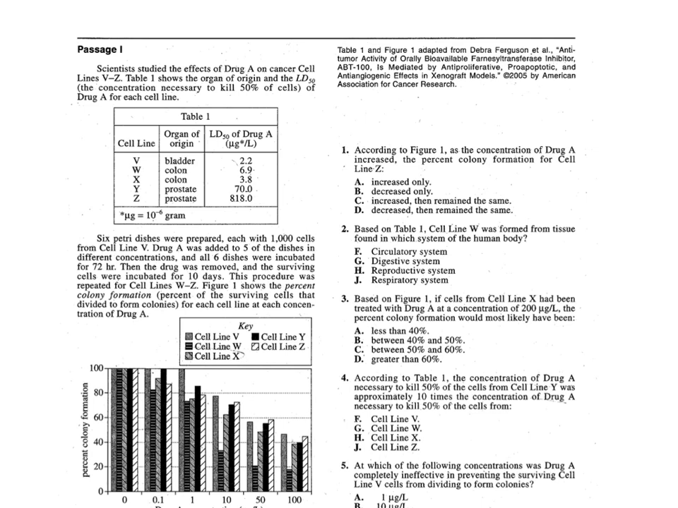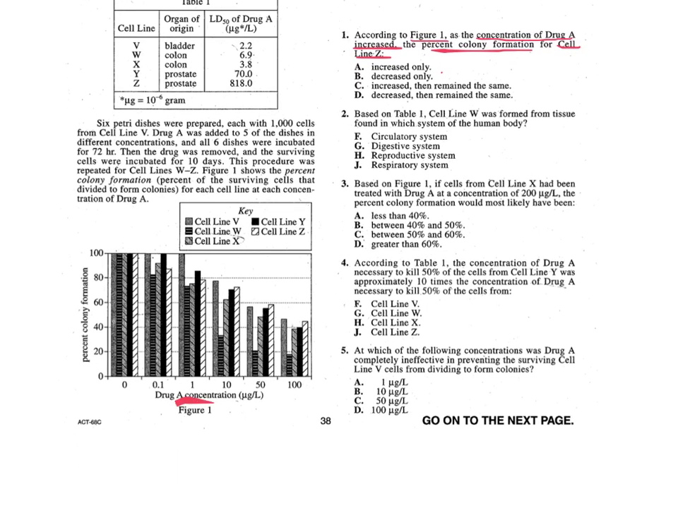Question number 1. According to figure 1, as the concentration of drug A increased, the percent colony formation for cell line Z looks like either increased, decreased, or did some other stuff. So I'm going to go back to figure 1. It looks like drug A concentration is on the x-axis, and it increases going to the right. Then we look at cell line Z, and the percent colony formation, which is on the y-axis. Now cell line Z, it looks like, is simply continually decreasing. So the answer is B.